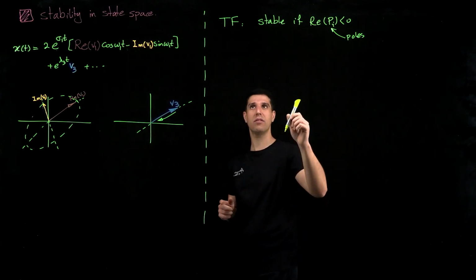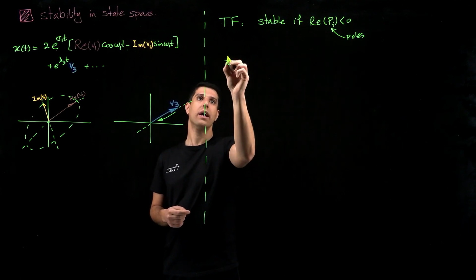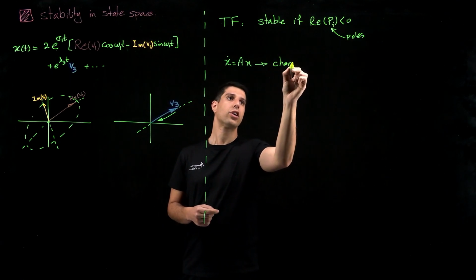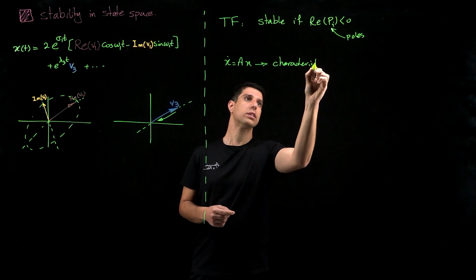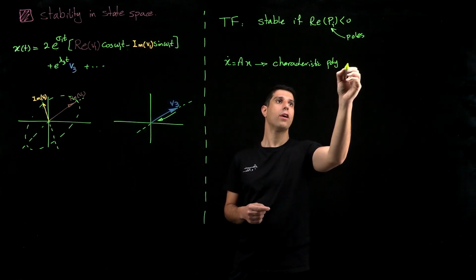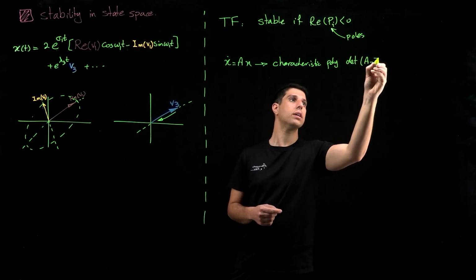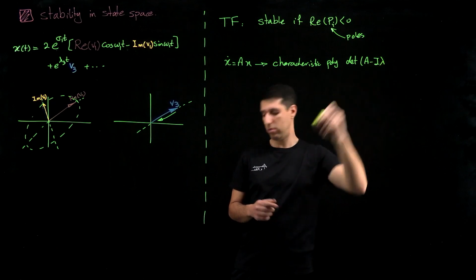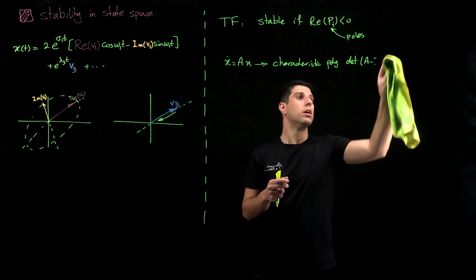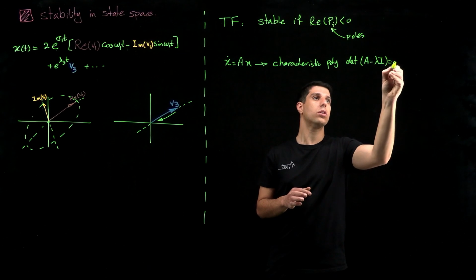So another thing to remember, I had x dot equals Ax, and the characteristic polynomial was the determinant of A minus lambda I equals 0.